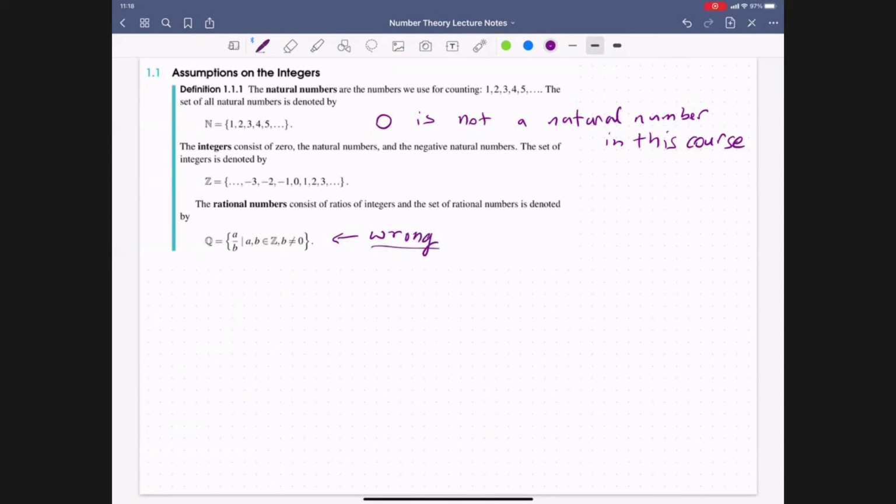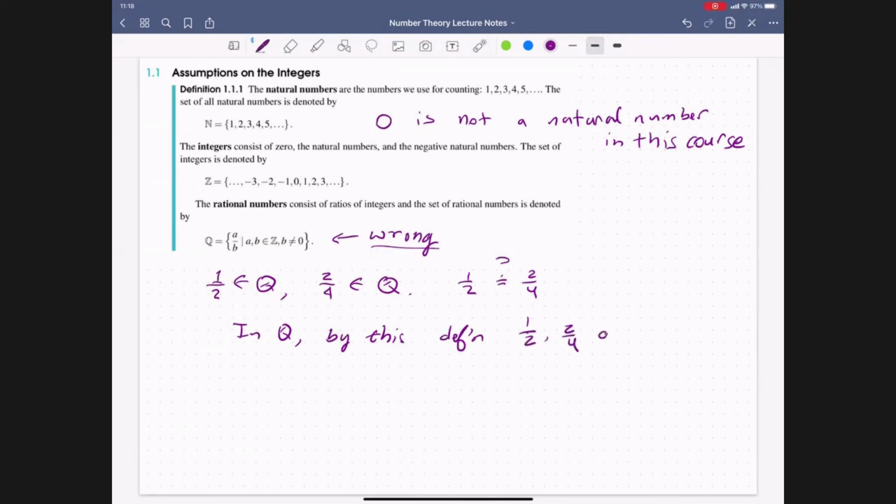Well, if we go about it from the point of view of structures, we have a set, and so according to this definition, 1/2 is in Q, but so is 2/4. But are 1/2 and 2/4 equal? Well, in Q, by the definition, 1/2 and 2/4 are distinct elements. So, in other words, 1/2 does not equal 2/4.